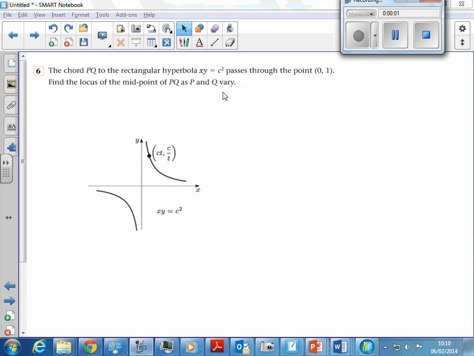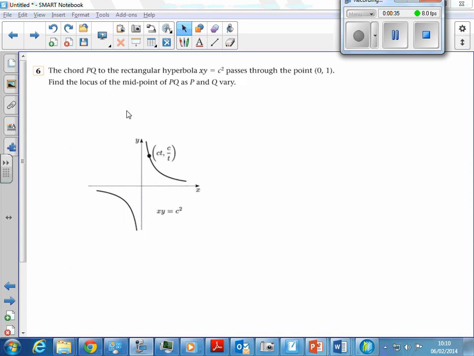Okay, so we are looking at question 6 in exercise 2F, FP3. If you haven't already done so, please pause the video and have a go. I've got here a diagram of the rectangular hyperbola, and any point given parametrically is (ct, c/t), and the general form is xy = c squared, the Cartesian equation.